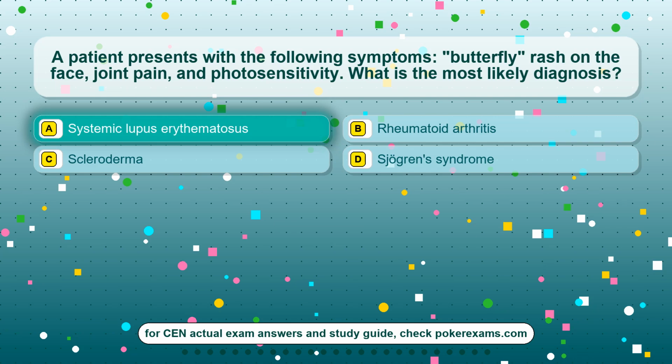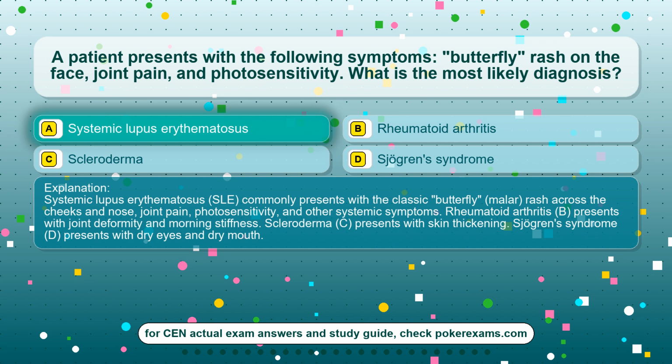The correct answer is option A, systemic lupus erythematosus. Systemic lupus erythematosus, SLE, commonly presents with the classic butterfly, malar, rash across the cheeks and nose, joint pain, photosensitivity, and other systemic symptoms. Rheumatoid arthritis, B, presents with joint deformity and morning stiffness. Scleroderma, C, presents with skin thickening. Sjogren's syndrome, D, presents with dry eyes and dry mouth.